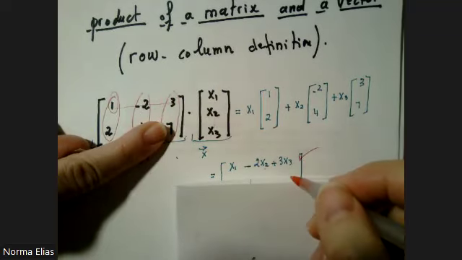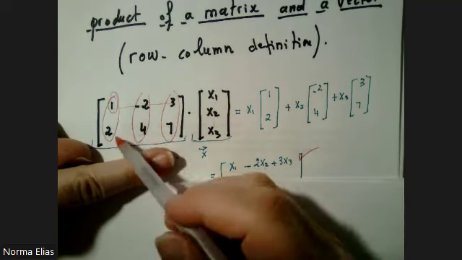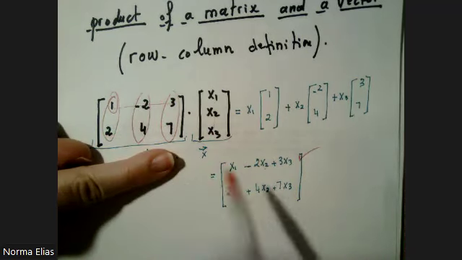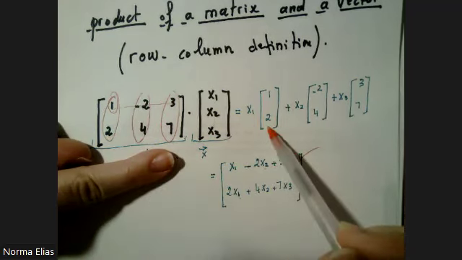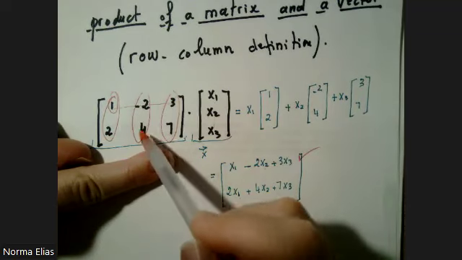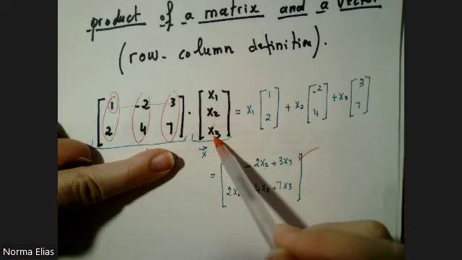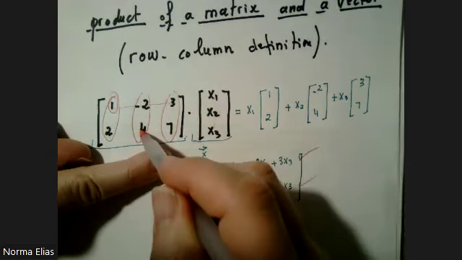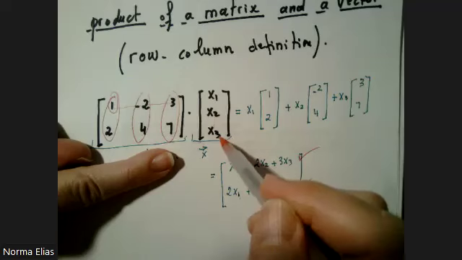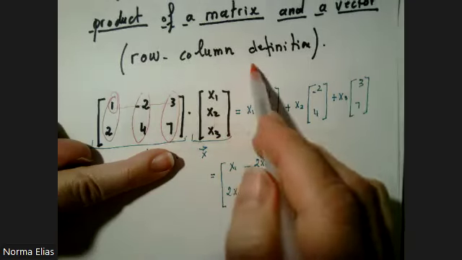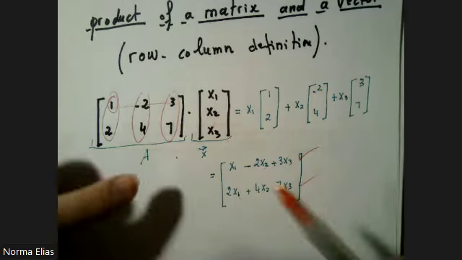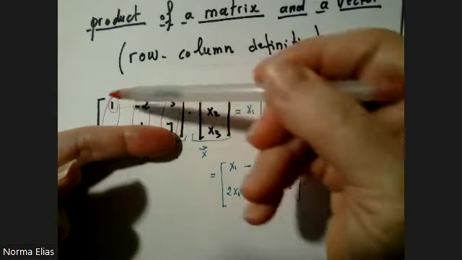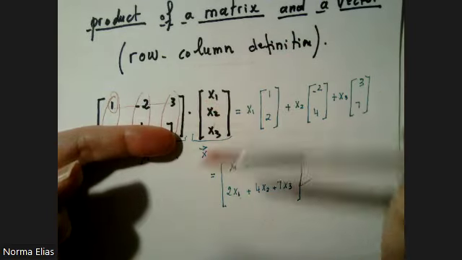That's the first row. The other one is exactly the same. The first entry is obtained by taking 2 multiplied by x1, then 4 by x2 and 7 by x3. So the second row is going to be 2x1 plus 4x2 plus 7x3. That's where the row column definition is coming from. You're taking this row, multiplying it by this column, term by term.